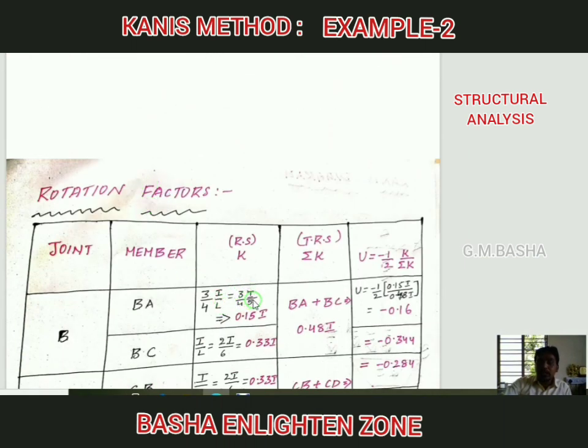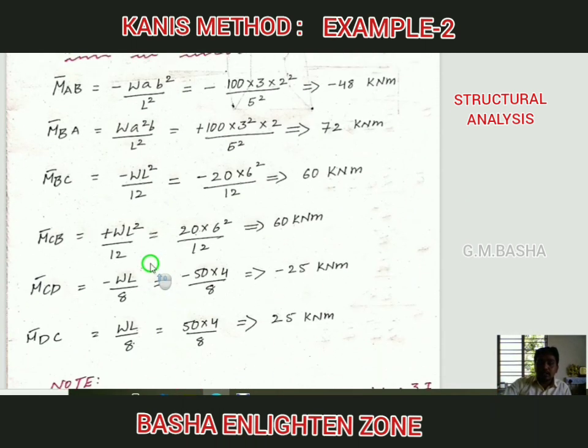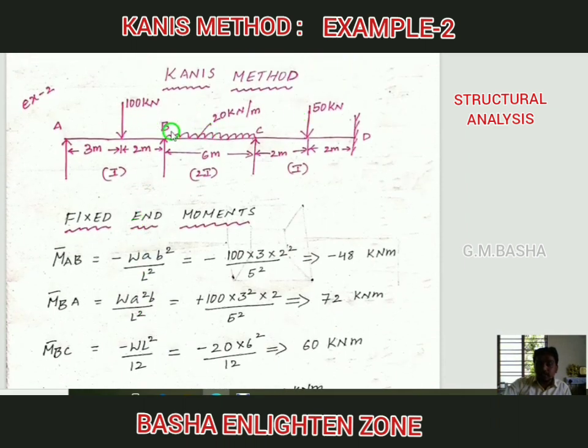So 3 by 20 into I, or else you can simplify in decimal form, 0.15I you will get. Then go to the next span, that is BC. BC equal to, so see here, I am at the member B and I am seeing C. Here C is an intermediate support.